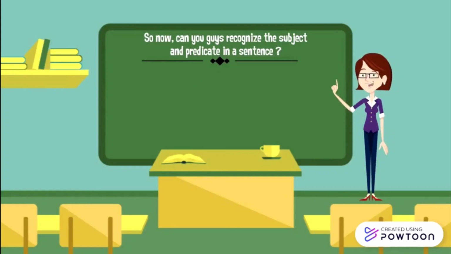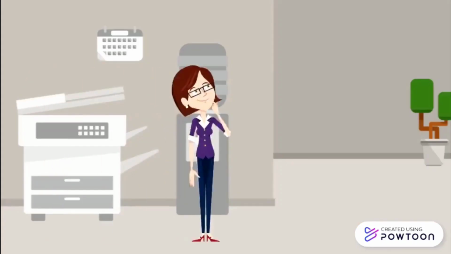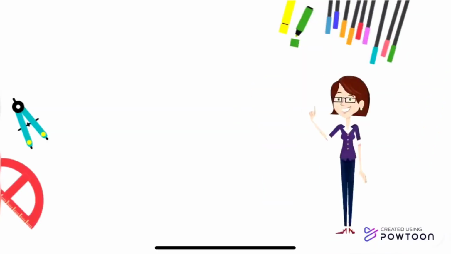So now, can you guys recognize the subject and predicate in a sentence? Okay, let me give another sentence for example. You don't have to wait for me. So, you is the subject. Don't have to wait for me is the predicate in this sentence. Did you guys get what I have taught just now? Alright, let's continue our lesson.